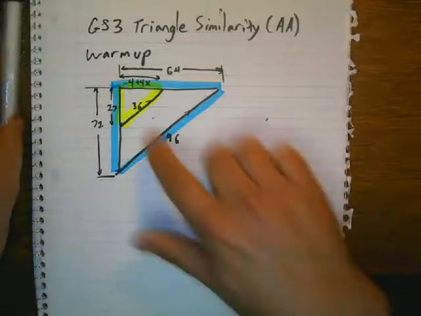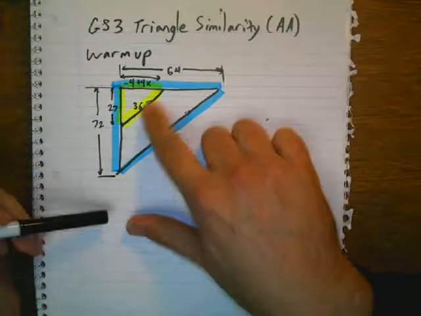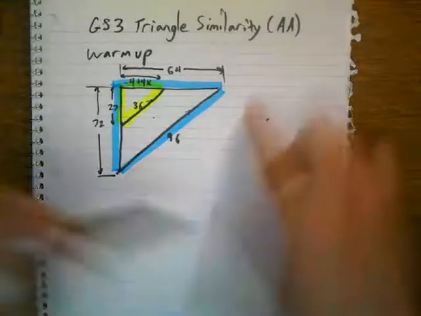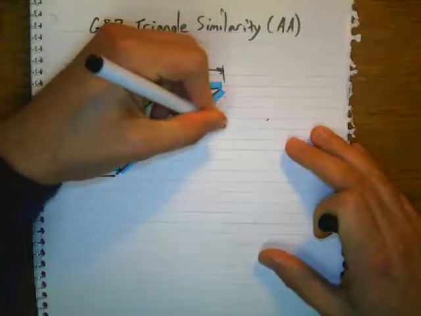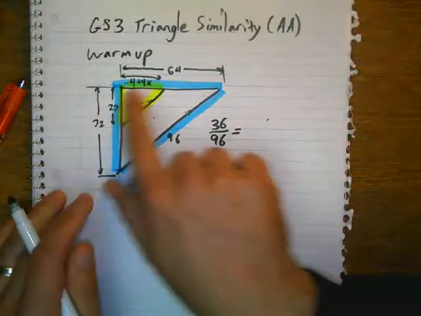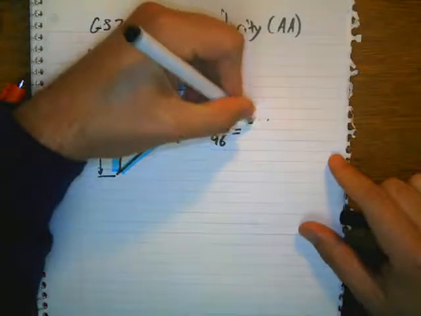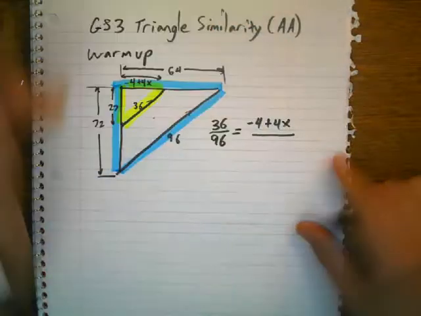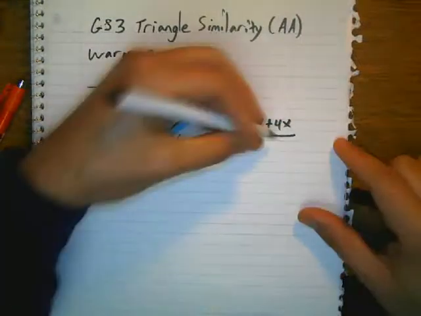So the small side here is 36, and this side here corresponds to this side here, so I can say 36 over 96 equals, and this side here is -4 plus 4x divided by the length of the long side there, which is 64.